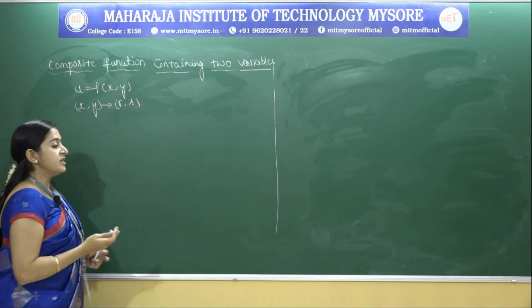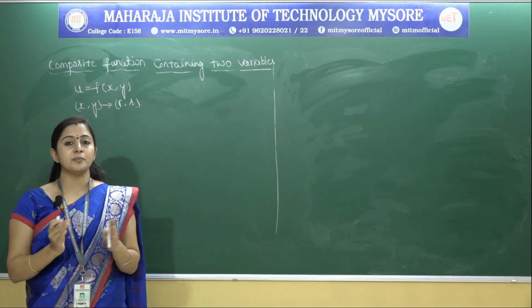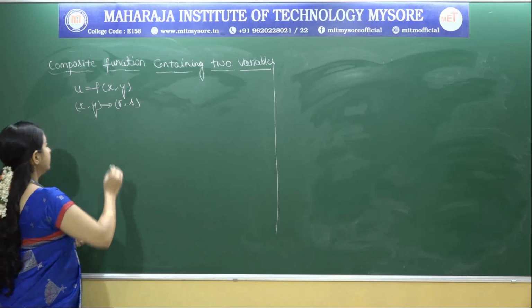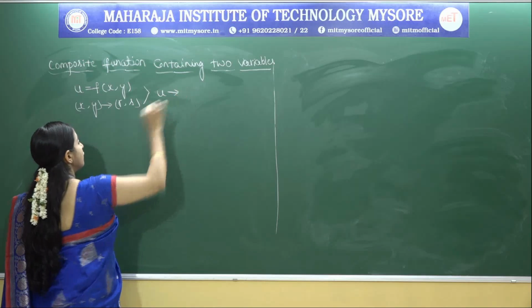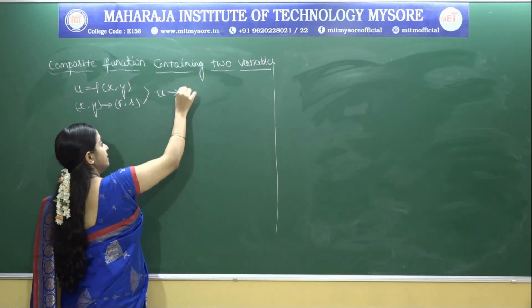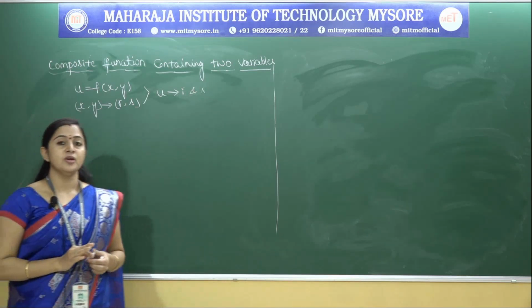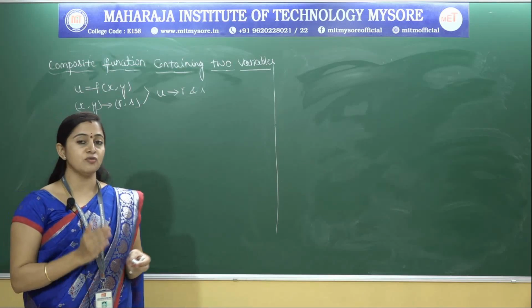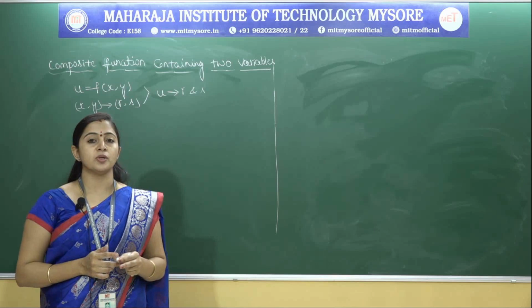In the previous case, x and y depend on a single variable t. Here x and y depend on the two variables r and s. Then u is said to be a composite function of r and s in terms of x and y. So you have to consider the formula for u as a composite function of r and s in terms of x and y.